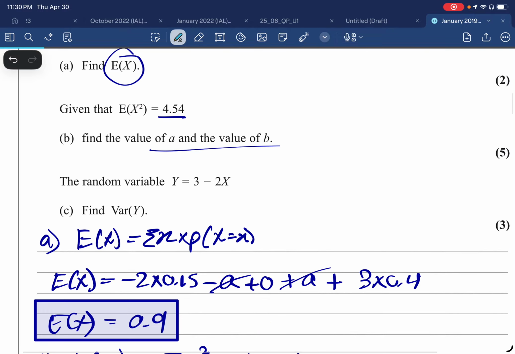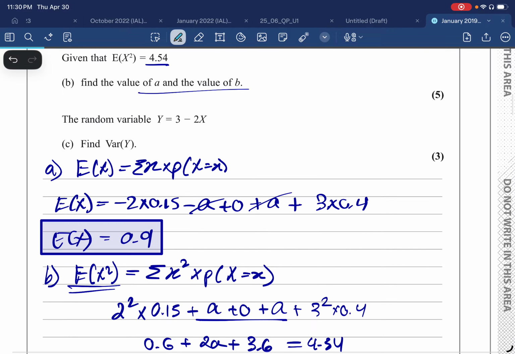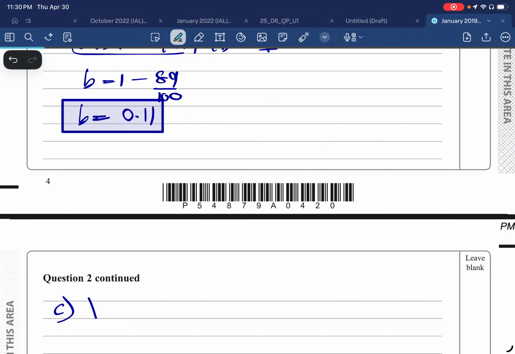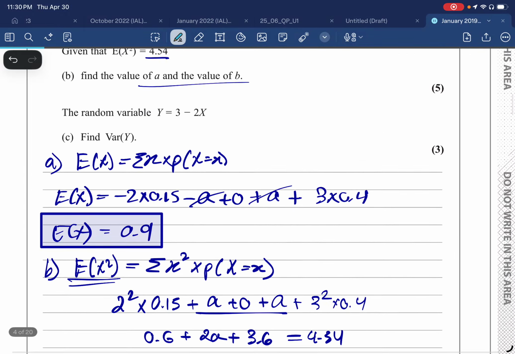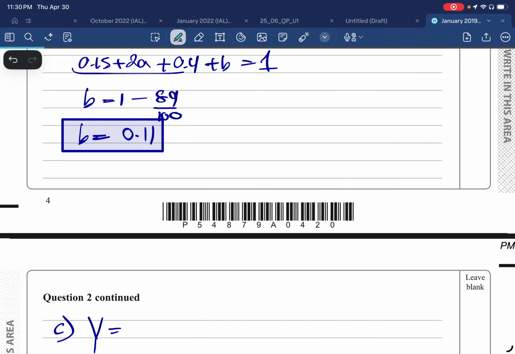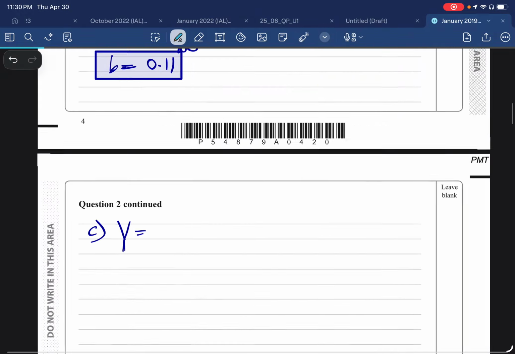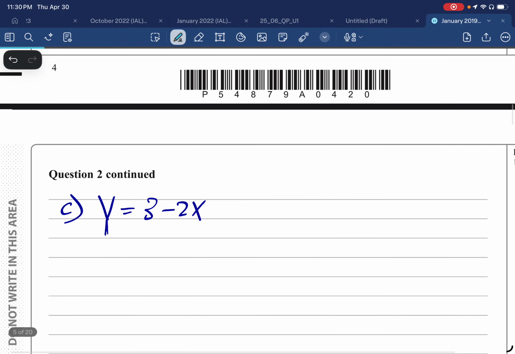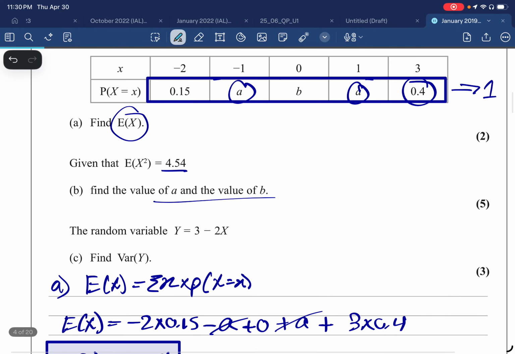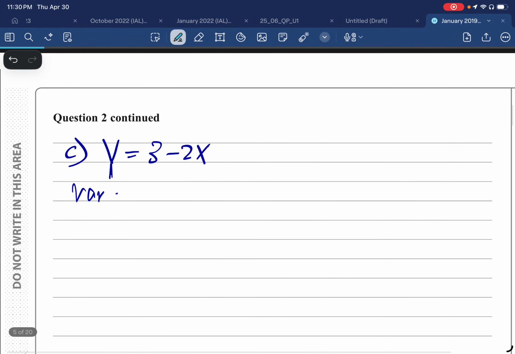Now, c gives us y is equal to 3 minus 2x. So what did they say? Okay, that's y, 3 minus 2x. Now they asked to find the variance of y. Now remember, if you have anything like this, x is equal to b plus a, let's say, x and y, something like that, or it could be the other way around.